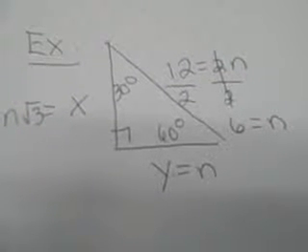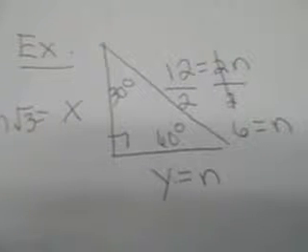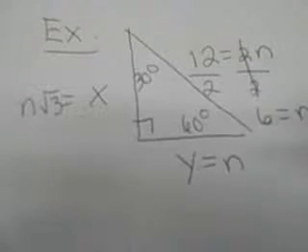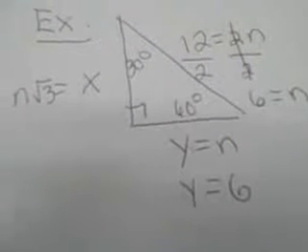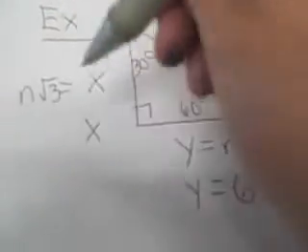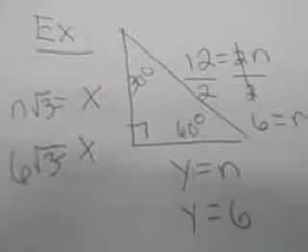After we found n, then we want to take it and plug it back in to find x and y. So y is just equal to 6, and x is equal to 6 times the square root of 3.